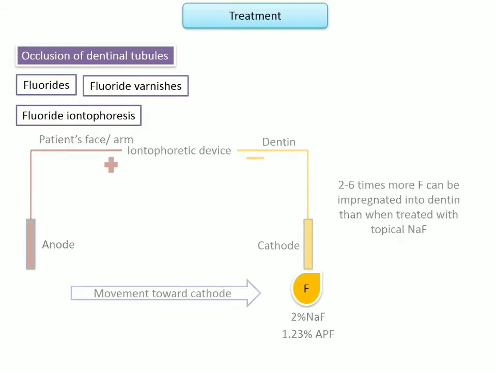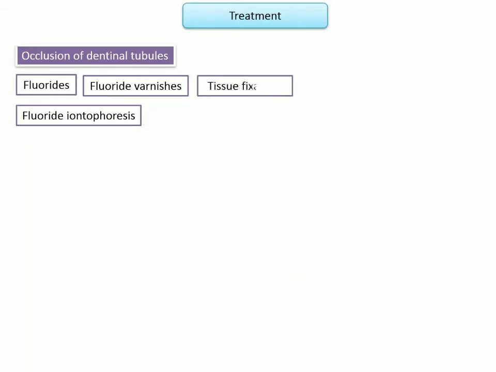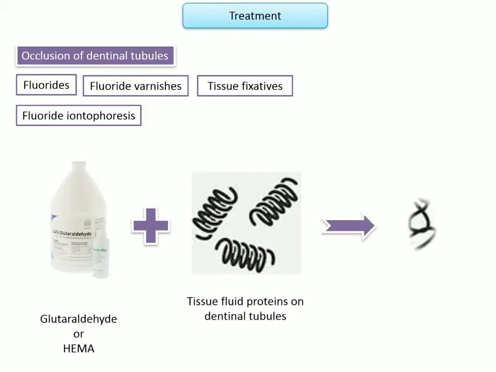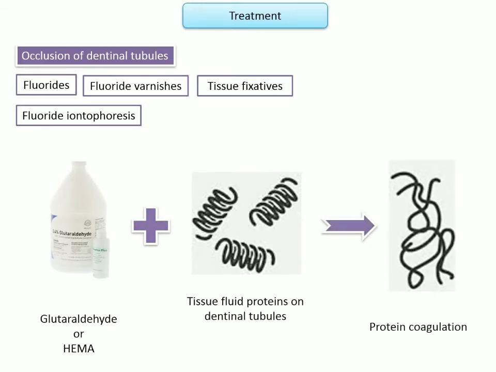The next one is tissue fixatives. Tissue fixative desensitizing products contain agents such as glutaraldehyde or HEMA. These agents bind to tissue fluid proteins in the dentinal tubules and the superficial cells of the subjacent pulp and denature or coagulate these proteins. These products cannot be placed near the gingival epithelium since they may cause necrosis of the gingiva as well as the loss of the biological attachment, so precaution should be taken regarding that.